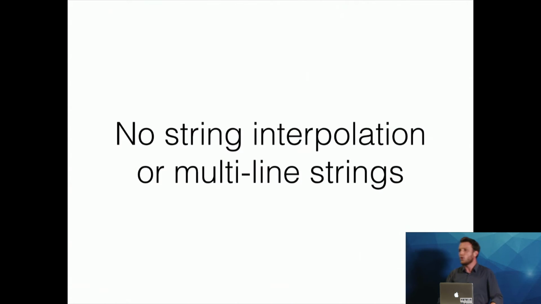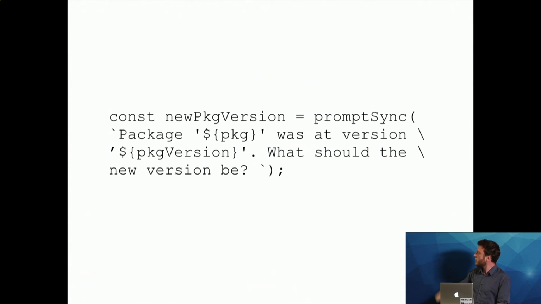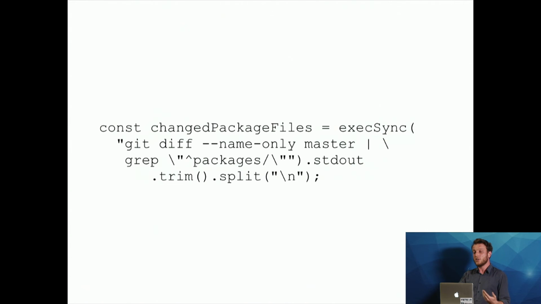A few other things that you don't get in JavaScript as is: you can't do string interpolation or multi-line strings. You have to do close quote, plus, close quote. Well, with ES2015, the new version of JavaScript, which some people call ES6, you just get it. So you can do stuff like this. You can write promptSync, the function I declared just earlier, package this was that version, what should the new version be? If you still want to, you can still call out to bash. If you want to use grep or something, it just fits the job, you can use execSync and just call the function, get the result, and then parse the result in JavaScript where you actually have programming.